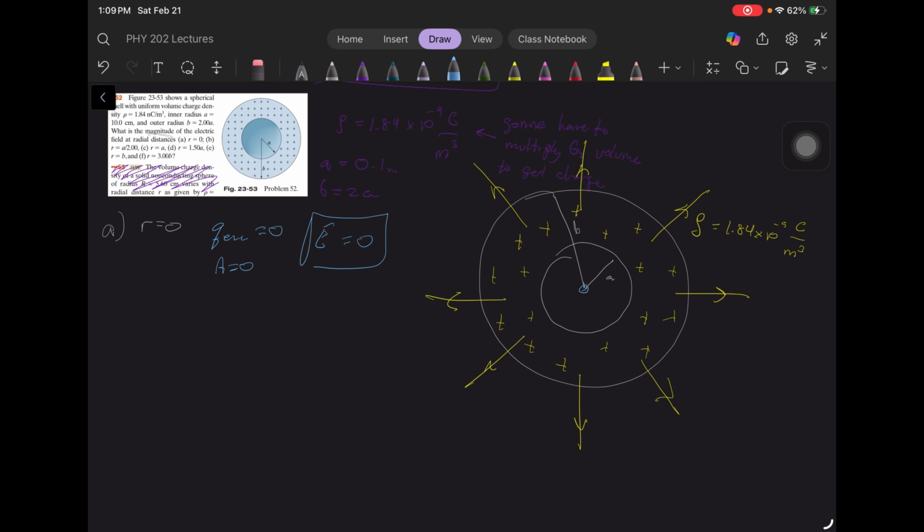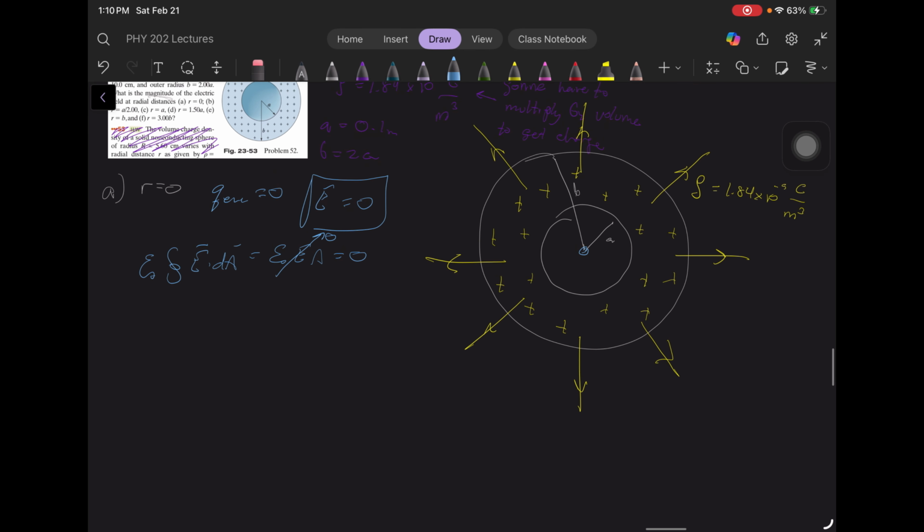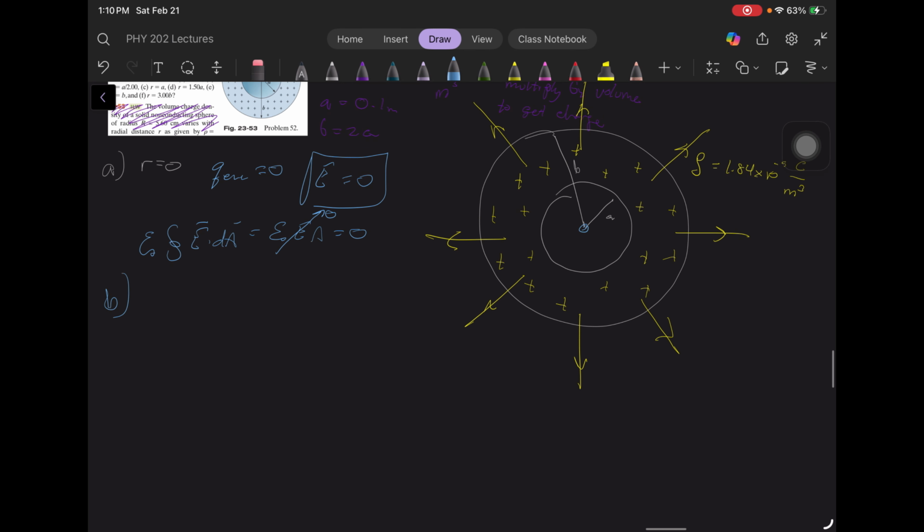Well, we can skip the area equals 0 part, because let's say it's an infinitesimal area, right? We have a small amount of area. Then the integral of E dot dA is equal to Q enclosed over epsilon naught, so EA is equal to 0, and we get 0 equals 0, the electric field is 0. Right? Okay, and that's all you have to do for A.